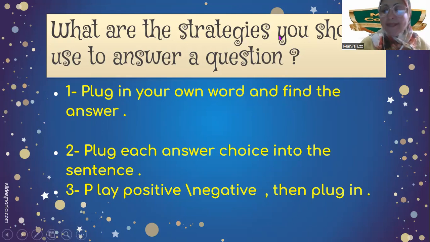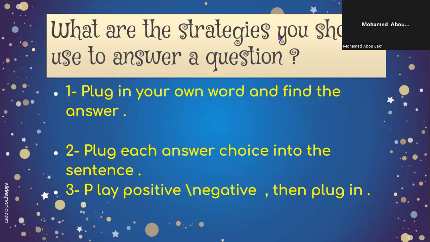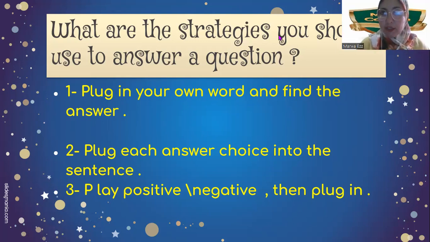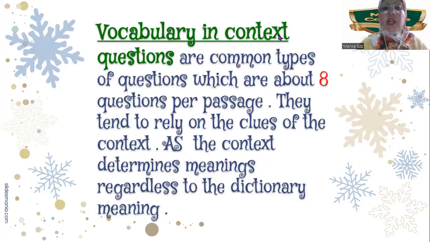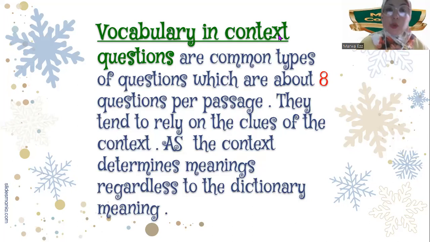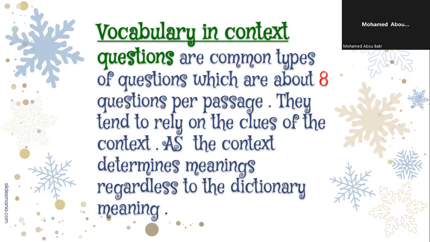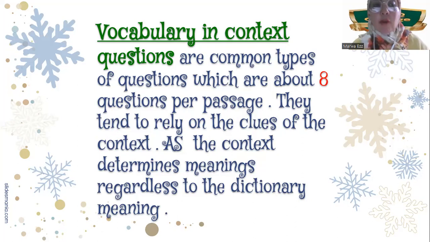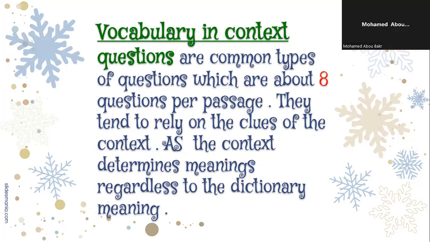And when answering the questions for vocabulary in context here in SAT, we can find a suitable meaning or a suitable equal word regardless of the meaning in the dictionary. That's why we understand the vocabulary from the clues of the context. This meaning may be far away from the dictionary meaning because we guess the meaning from the context itself, right?